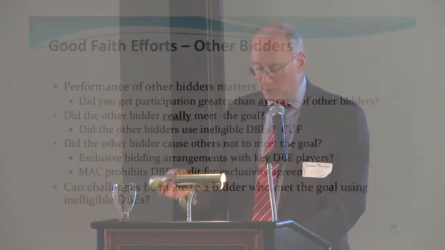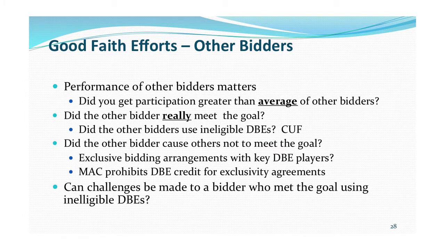Now, in this type of situation, they'll compare your performance to the good faith efforts achieved by other bidders. Look, bidder X hit it and you didn't. That means you didn't exercise good faith efforts. Well, not true. You really should look to the average of all bidders. Just because someone took a lot of high prices and met the goal doesn't mean that was reasonable. And then you have to look, and you could possibly challenge, did the other bidder really meet the goal? For instance, did the other bidder use DBEs that provided a commercially useful function, or CUF?